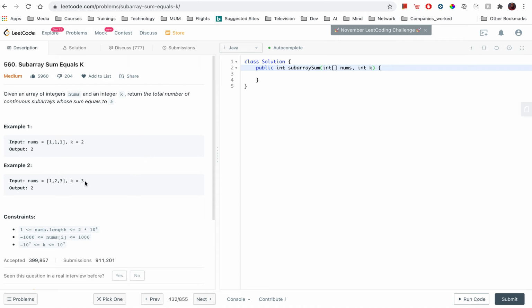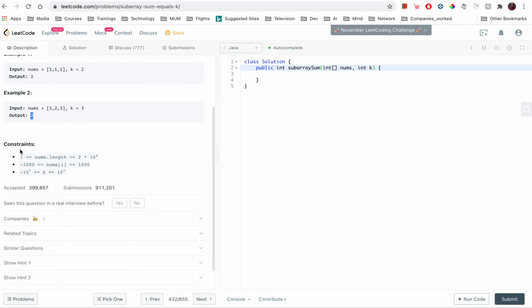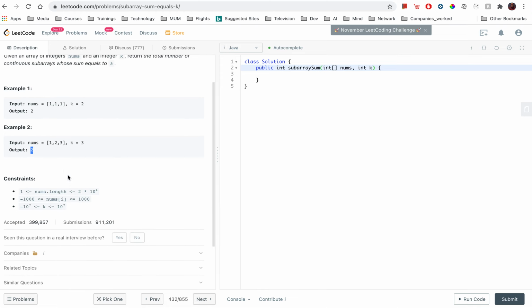1 2 3, and the sum is 3. So this is one and this is another one which sums up to 3. So there are two solutions, right? Let's take a look at the constraints. The length starts from 1 and is at most 2 times 10 to the power 4. The integers in this array could be between minus 1000 and 1000 inclusive. And k, the sum, could be from minus 10 to the power 7 to 10 to the power 7 inclusive.